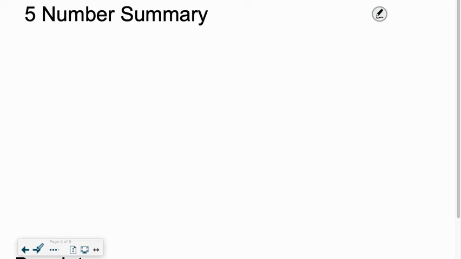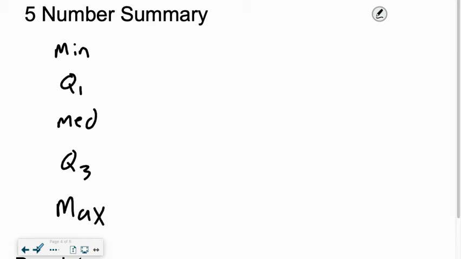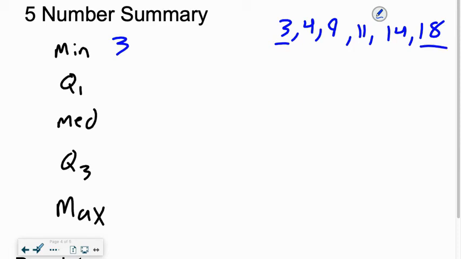Next, we're going to talk about the 5-number summary. So that is the minimum, Q1, the median, Q3, and the max. All right. So, as an example, we have the list 3, 4, 9, 11, 14, 18. The minimum is the 3, max is the 18. The median is directly in between 9 and 11, so the average of 9 and 11 is 10.